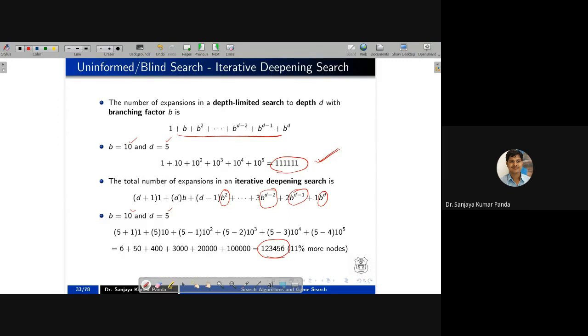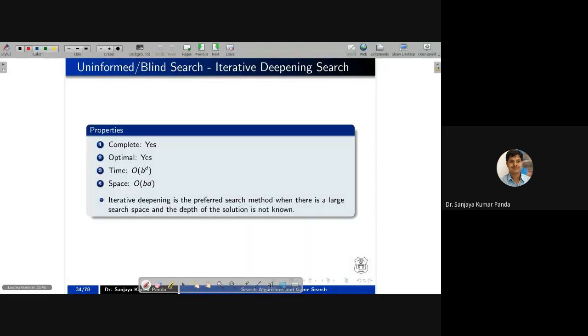Right? Now, if I ask you whether this is complete, yes, it is complete. If you explore all the nodes, definitely it is complete. Is it optimal? Definitely you are going to find the solution, and the highest quality solution. That's why it is optimal. What about time complexity? Time complexity is order of B to the power D. Space complexity is linear space, that is order of B into D.